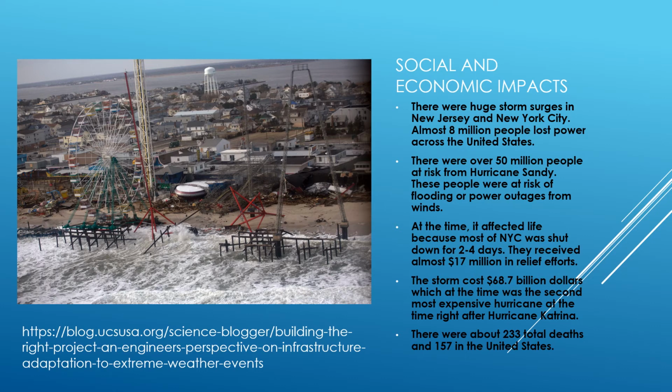The storm damages cost about $68.7 billion, which at the time was the second most expensive right after Hurricane Katrina. Now we know Hurricane Harvey was the second most expensive, so it moved it down to 4. There were about 233 total deaths caused directly and indirectly from the storm, and 157 that were in the United States.